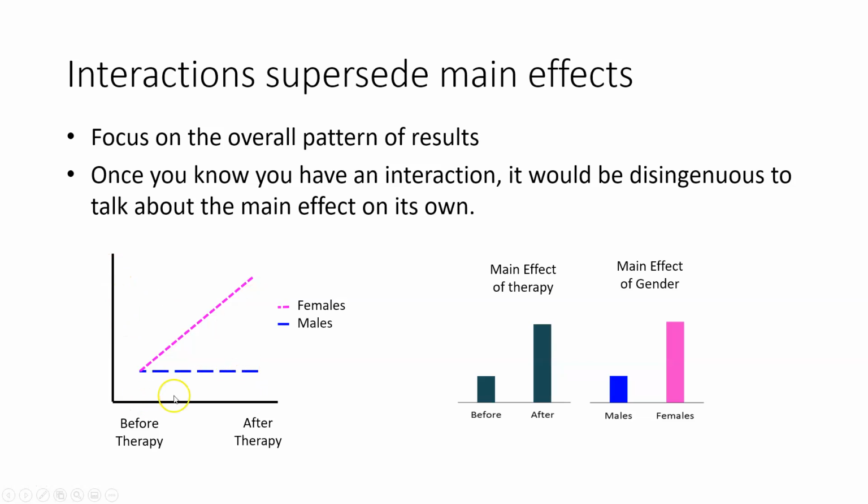If you ignored this and just talked about these graphs right here, you would be telling a story that says people got better after therapy, but females are a lot better off than males. And neither of those statements is true, because in reality, only some people got better after therapy, and only after therapy were females better off than males.